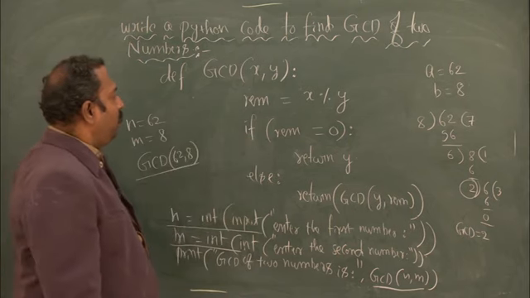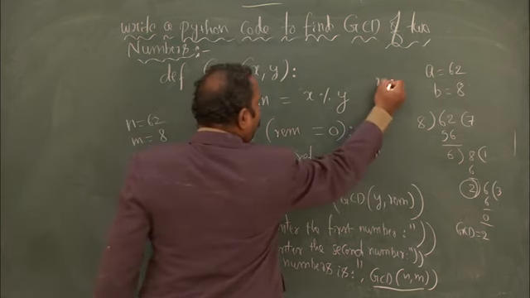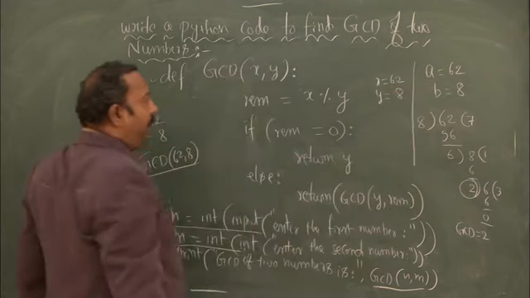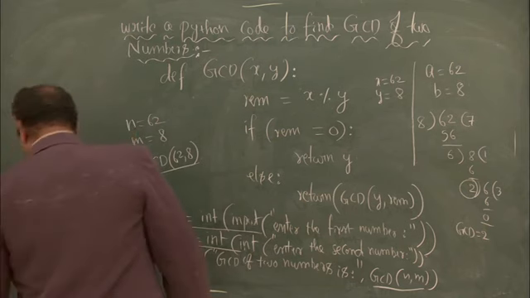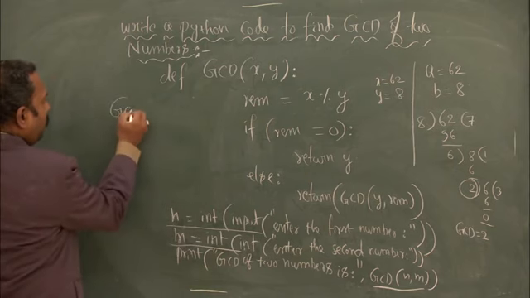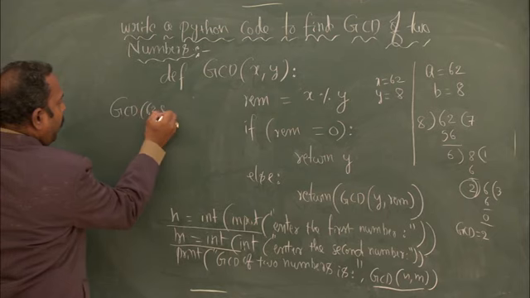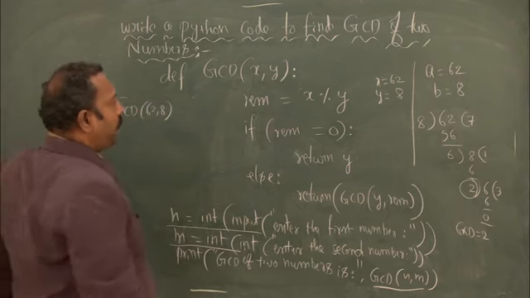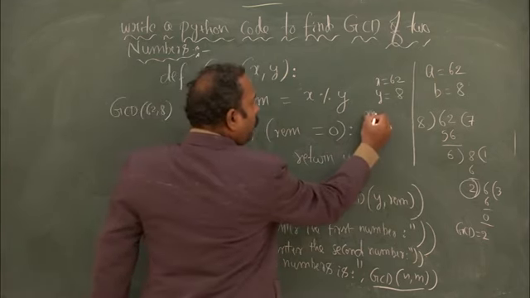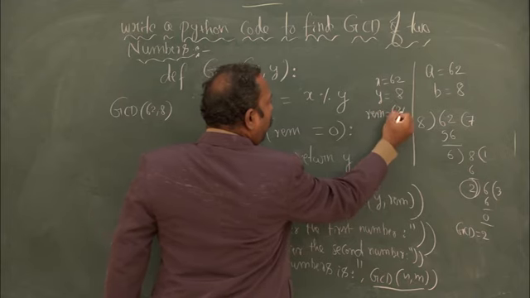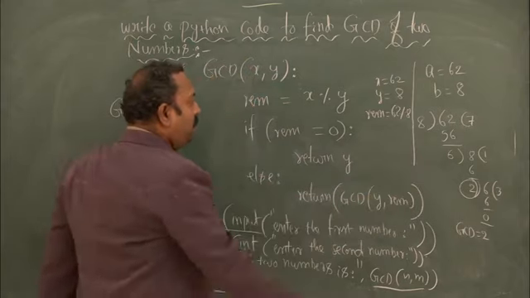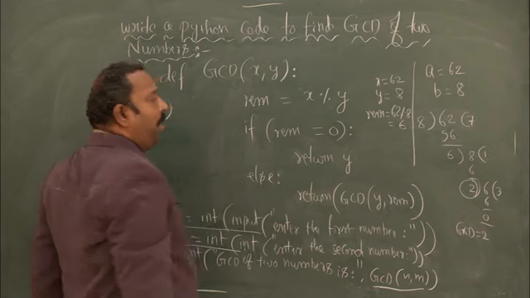So x gets value 62 and y gets value 8. What is the function call here? GCD of 62 comma 8. Now remainder equal to 62 mod 8. What is the remainder value we got here? 6 is the remainder value.